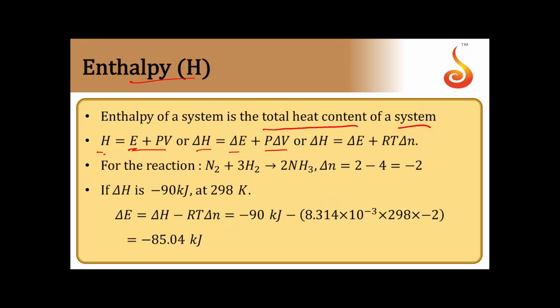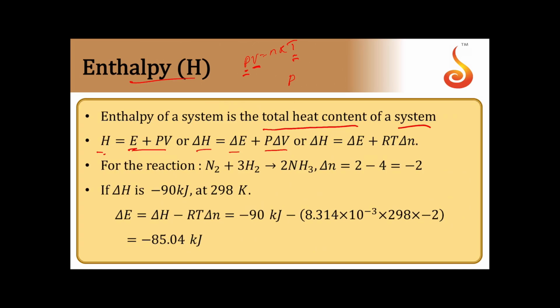And from PV is equal to nRT, if pressure and temperature are kept constant, and if volume changes, that should be due to a change in the number of moles of the system.